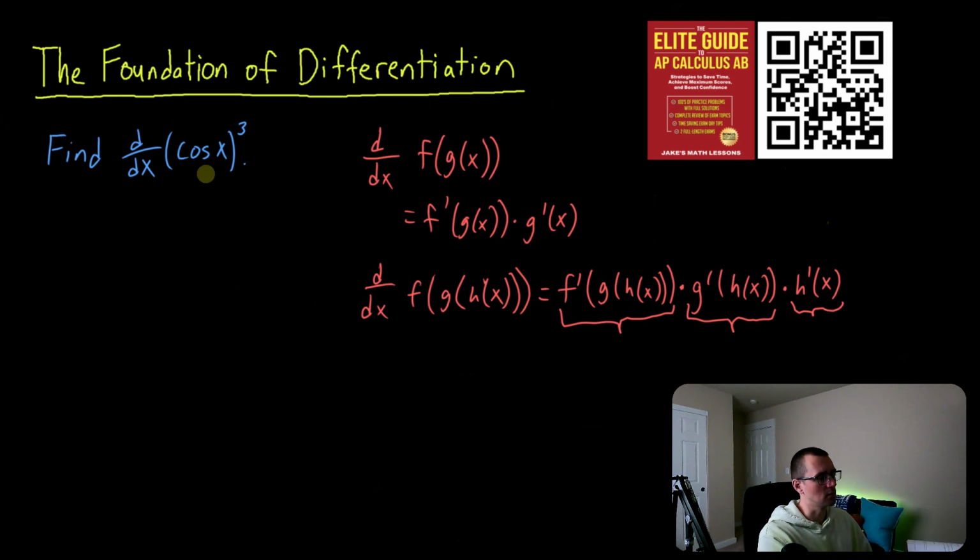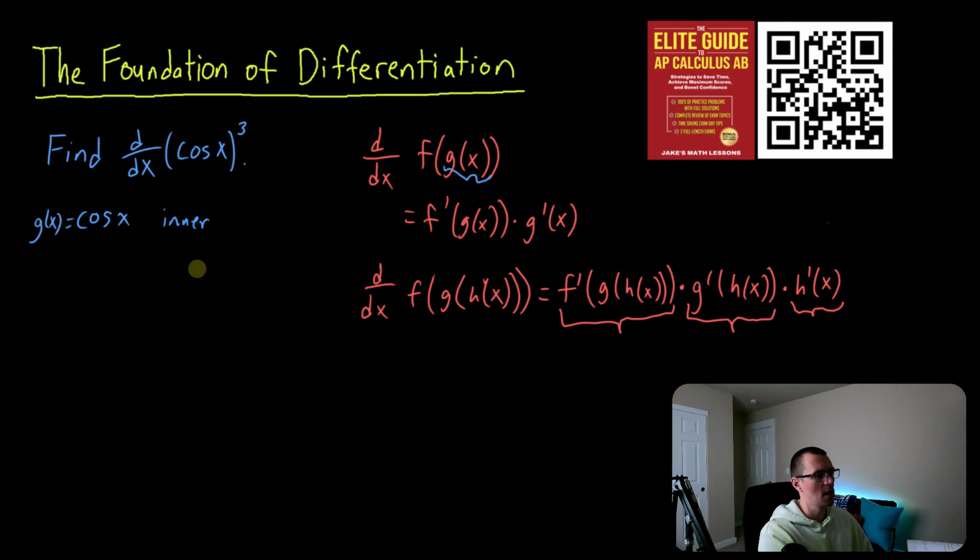In this case, looking at this cosine of x all cubed, these parentheses are usually a good hint of what your innermost function is, because if you have some elementary function inside parentheses like this, that would usually be a good indicator that that's going to be your inner function. So we will call cosine of x our inner function, which, in terms of the formula here, would make cosine of x our g of x.